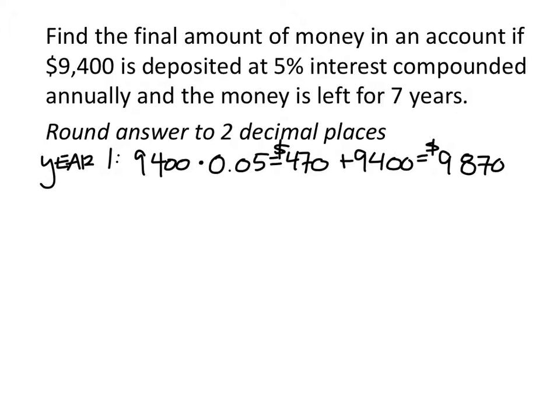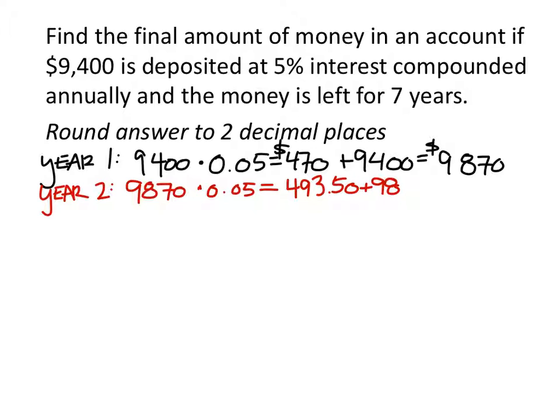Well, let's look at year 2 because we got 7 of these suckers. So year 2, we're not starting with $9,400. We're starting with what we ended year 1 with, which was $9,870. And the process repeats. We're going to multiply that by our 5%. So that's an additional $493.50, which we need to add to the value we started with.